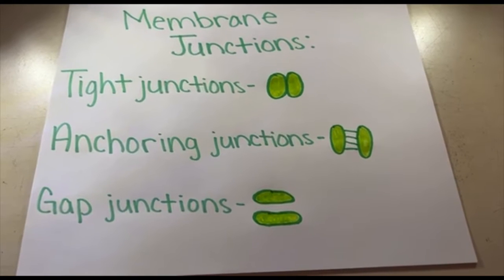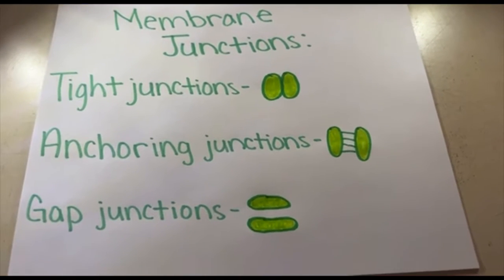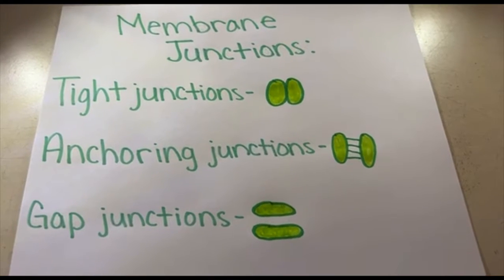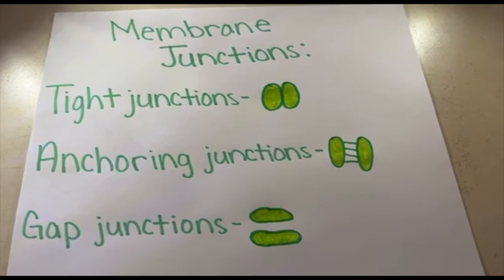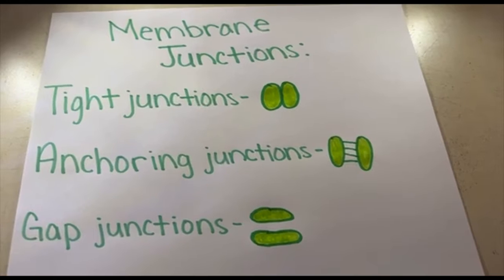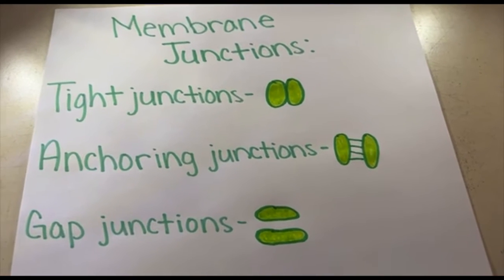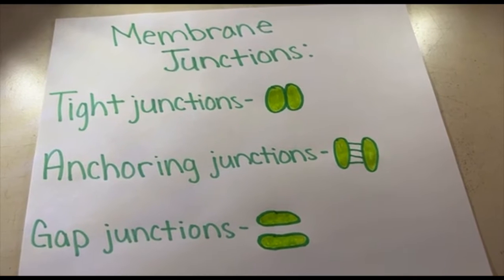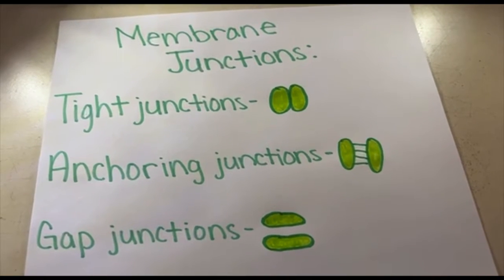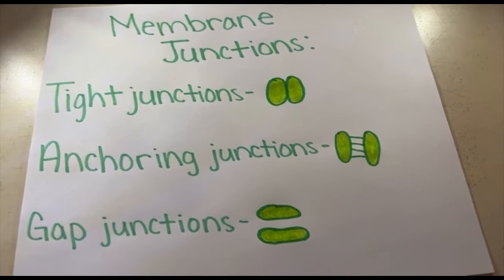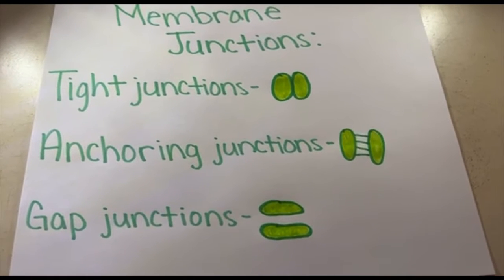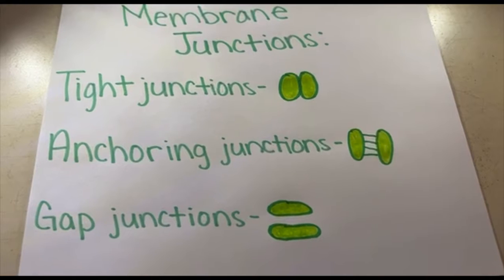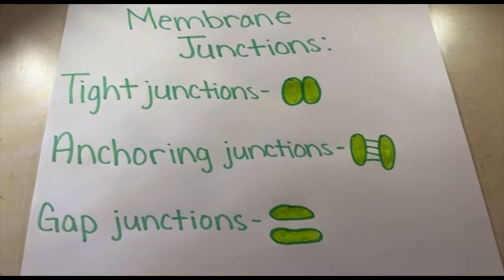On the plasma membrane, there are also membrane junctions. There are tight junctions, anchoring junctions, and gap junctions. So tight junctions form waterproof connections between cells. Anchoring junctions are really strong connections in cells, and this includes desmosomes. And gap junctions form passageways between cells and allow material to move from one cell to another.